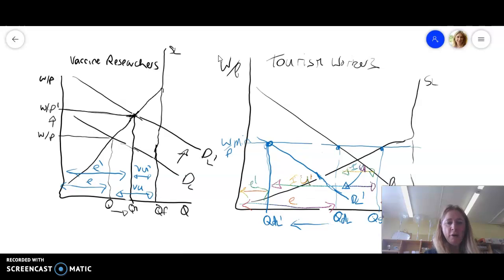All right, so in this video here, I want to cover changes in the demand for labour. So what does it look like? How do you show it? And then what does it do to wages and employment and unemployment levels? So let's start with vaccine workers.